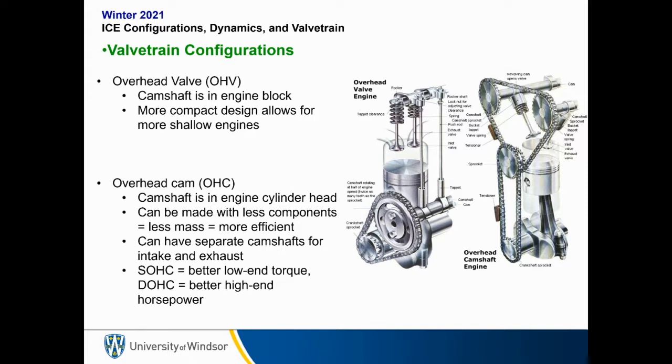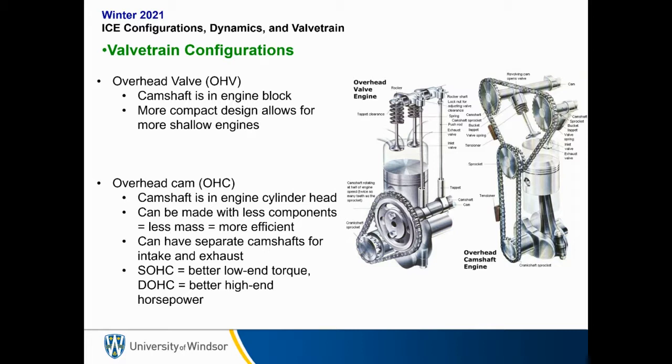I should also mention for overhead valve, the main advantage is that it's a more compact design, which allows for more shallow engines and therefore potentially lower center of gravity. The Chevrolet Corvette, up until the latest iteration, I actually have to check the C8 Corvette, but up until the C7 Corvette, which was up until 2019, if I'm not mistaken, they all had overhead valve engines so that we could have a lower center of gravity in the Corvette.